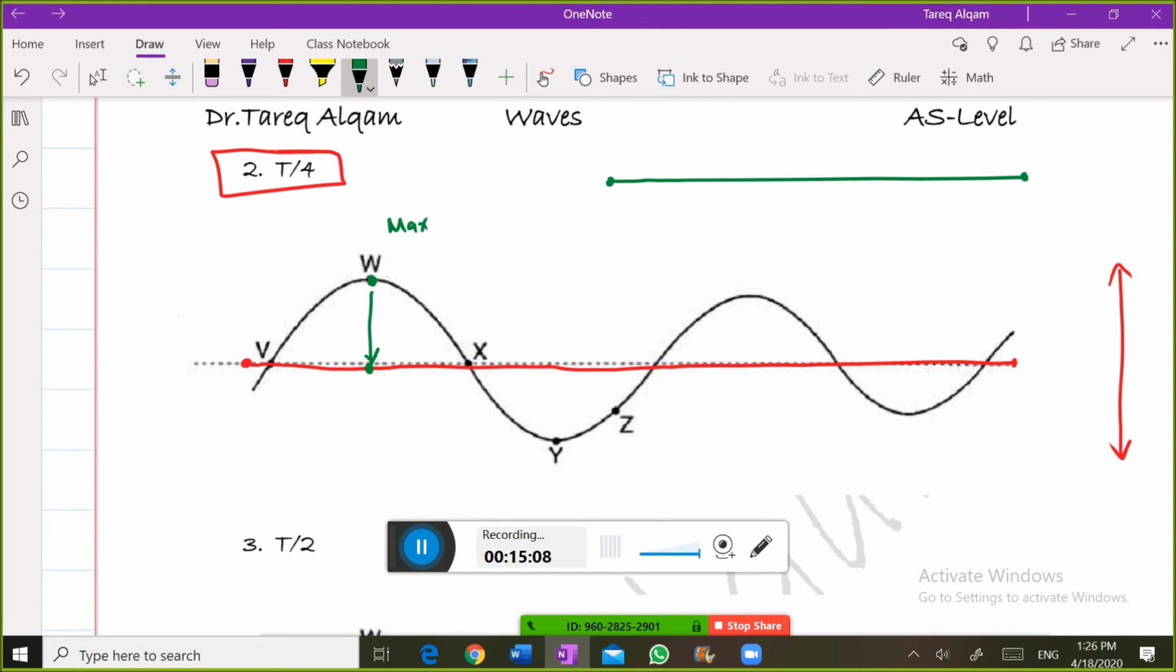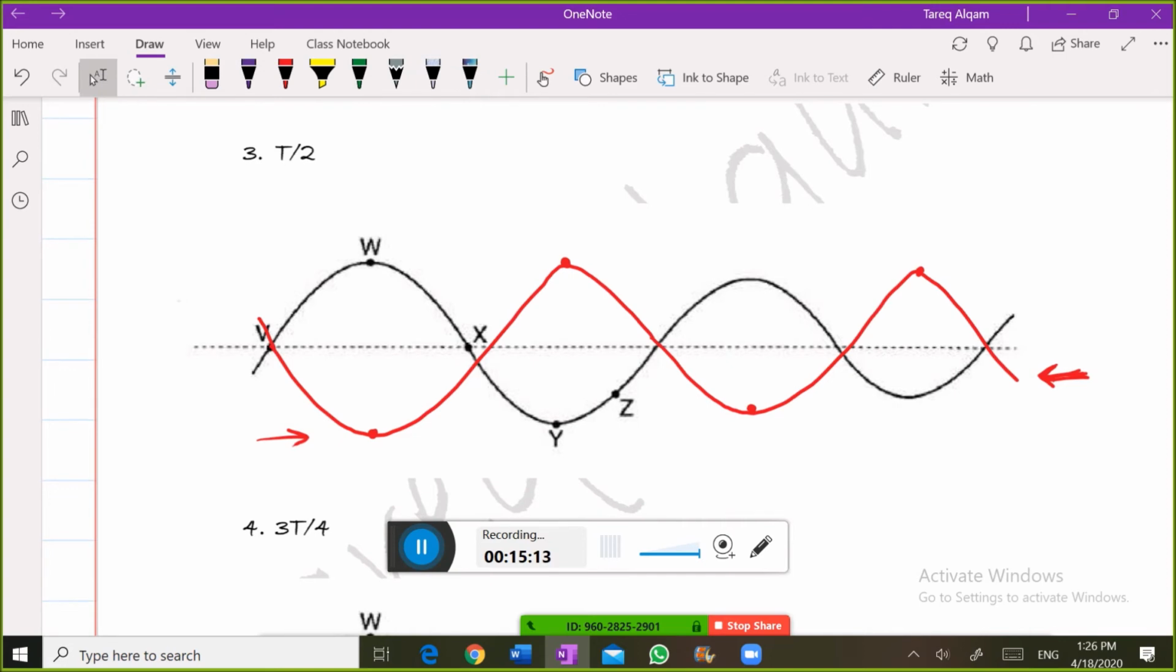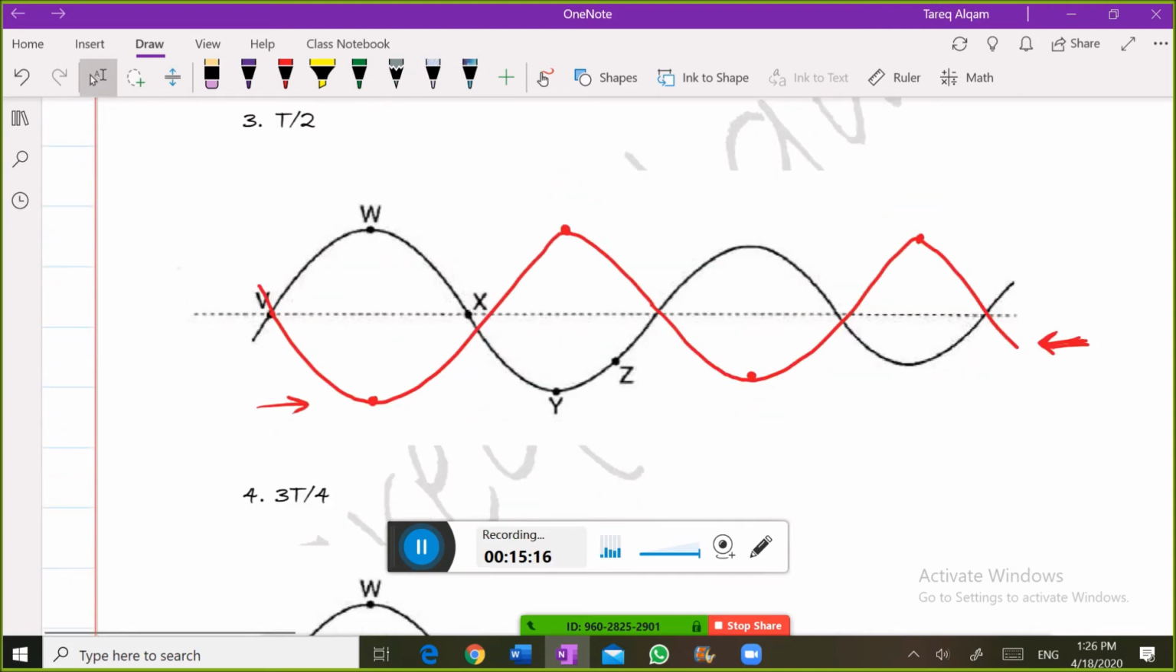Okay? If I consider T over 2, guys, follow with me in the sequence. We have to follow this sequence. This is the maximum point that we consider. After quarter cycle, follow me. Listen, guys, to me. Pay attention. After quarter cycle, it becomes here. After another quarter cycle, it becomes here. Okay? So I will draw a mirror reflection of this way.